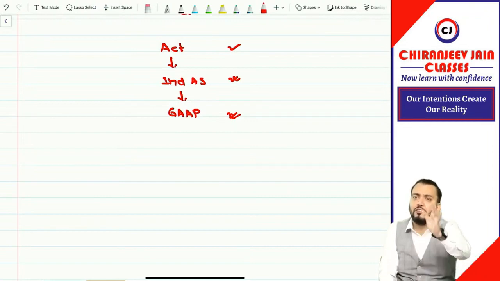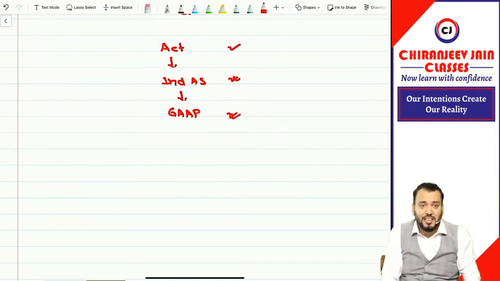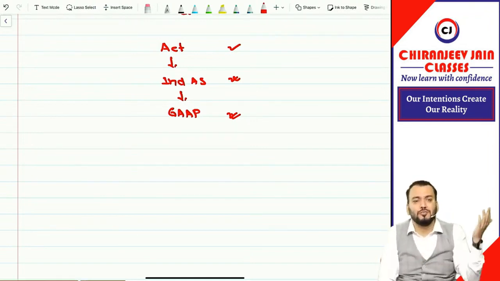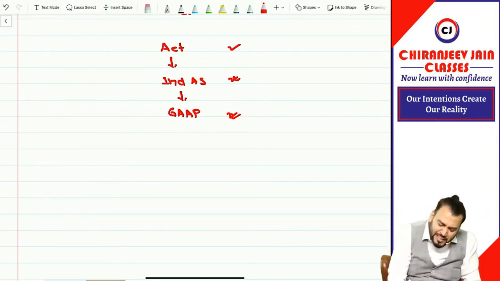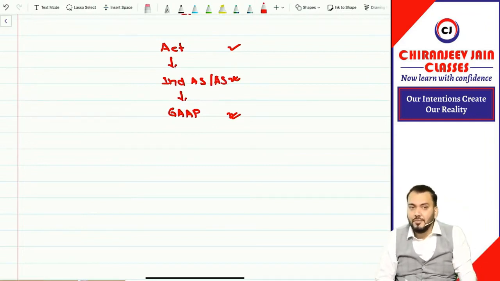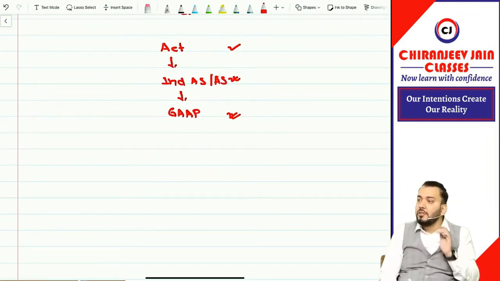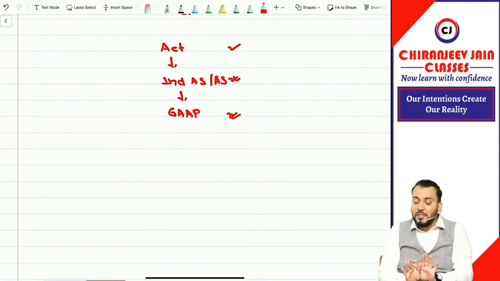We can't say Ind AS is silent, so we will not prepare. Can we say like that? No. Then you follow what everyone is doing. That is known as generally acceptable accounting practice. When I am saying Ind AS, you can add AS also for CA Inter. Understood? Have you understood?